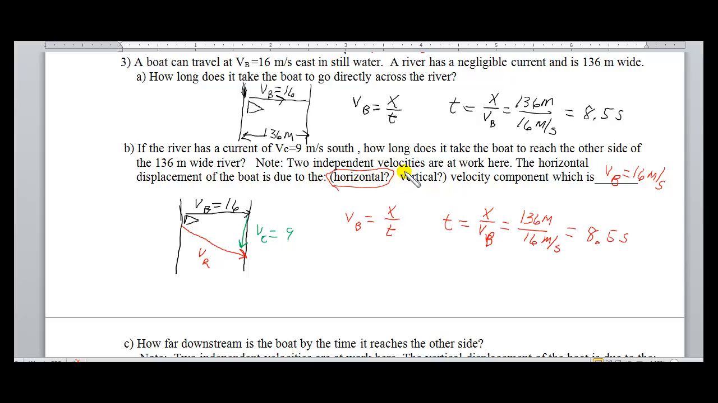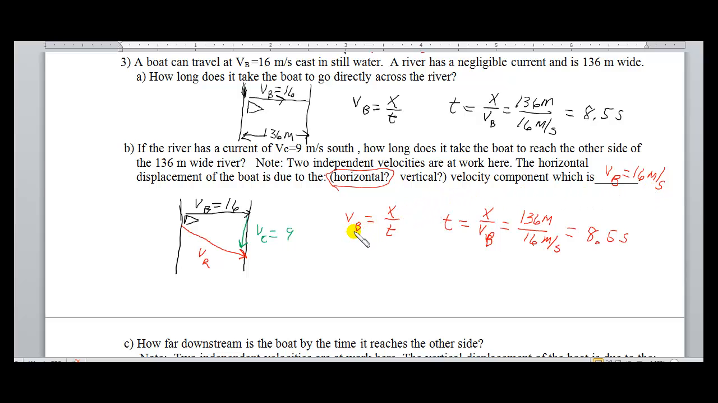So there's two independent velocities at work here. One is the velocity of the boat, and the other is the velocity of the current. In other words, one basically is not affected by the other. The horizontal displacement of the boat, that is, it's moving horizontally, is due to the horizontal velocity component, that is, the velocity of the boat, 16 meters per second.